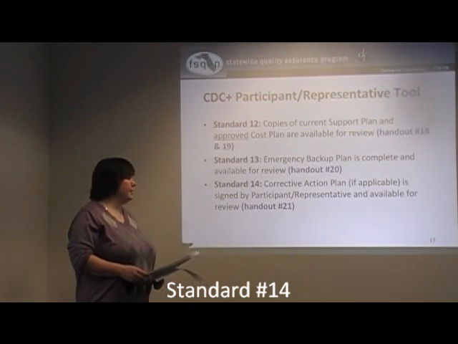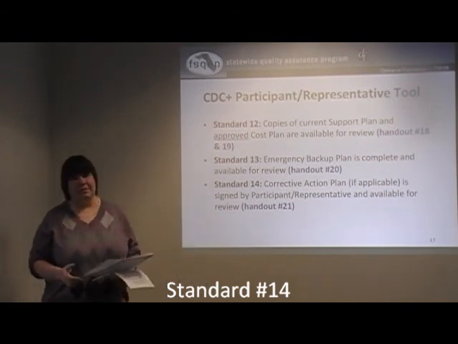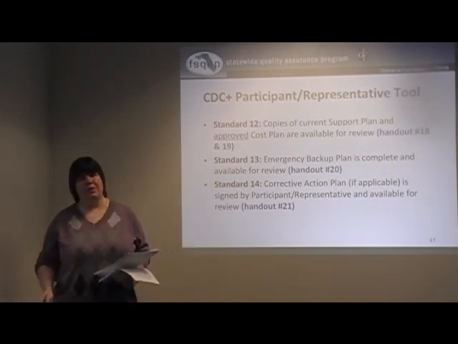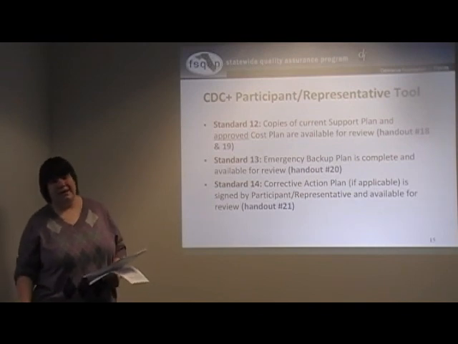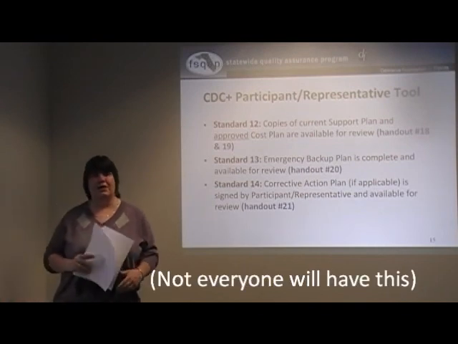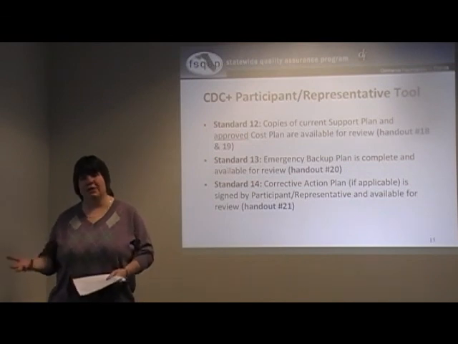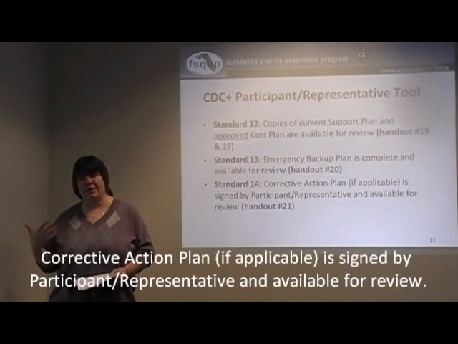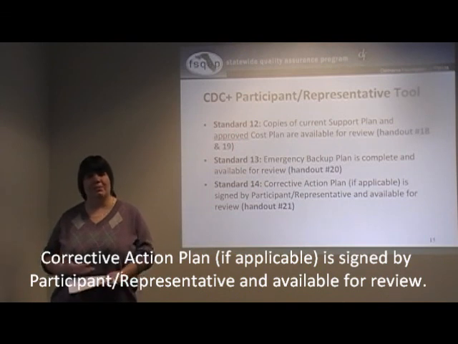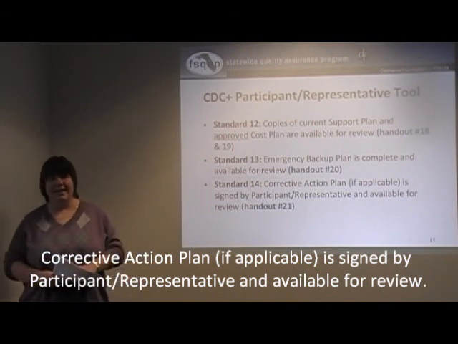Standard number 14 is, if it's applicable, if you happen to have at any point been put on a corrective action plan, and typically that's going to happen if you had trouble managing your budget. If you happen to go over budget for more than 2 months in a row, and had difficulty with managing that monthly budget, and there may be all sorts of reasons as to why that happened.